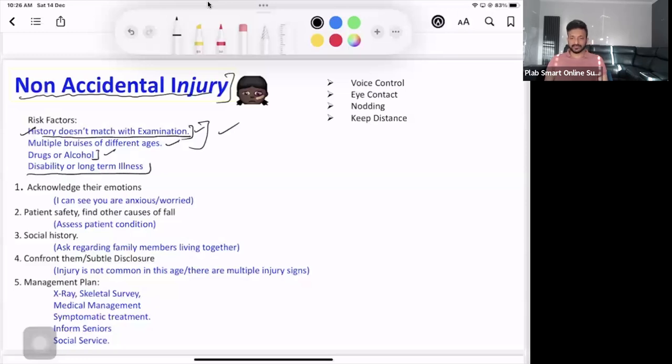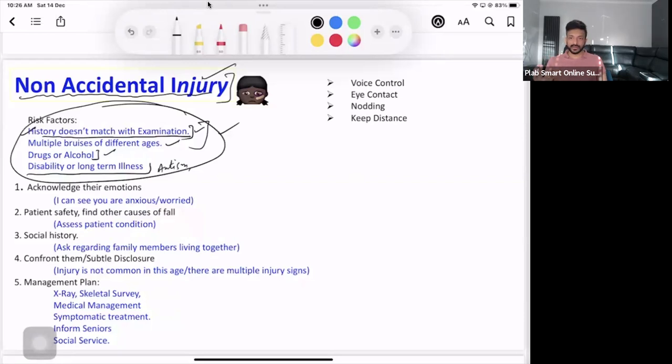Sometimes you will see a child, for example, a non-accidental injury child. If the child has a long-term illness, for example autism or any other problem, it will be very difficult for the parents to look after the kid, and that kid could be a victim of abuse as well. So that happens, right? If you find any of these risk factors, you have to be very careful about non-accidental injury.